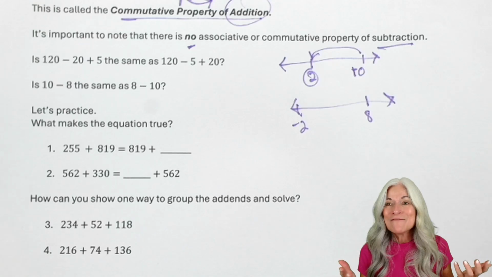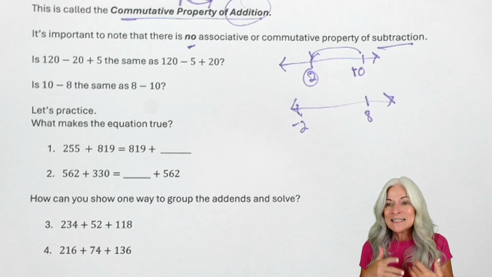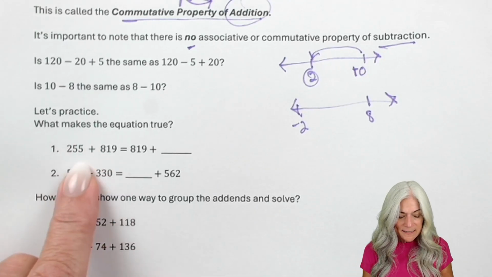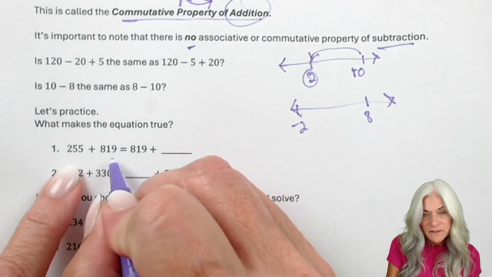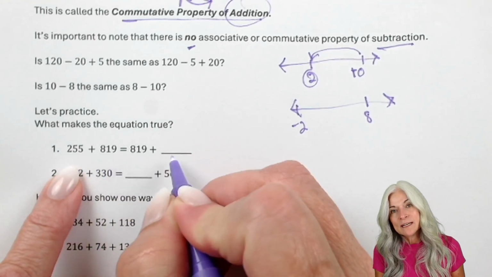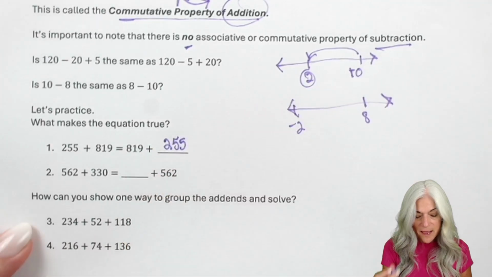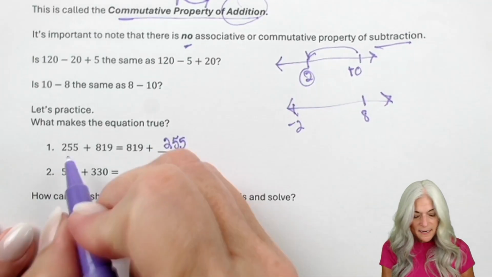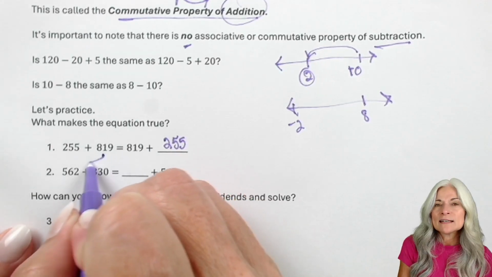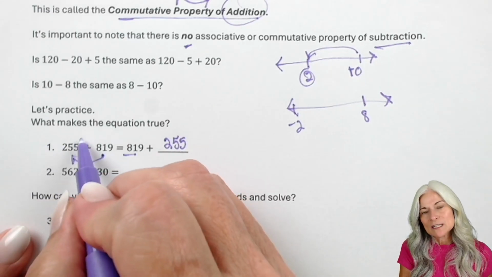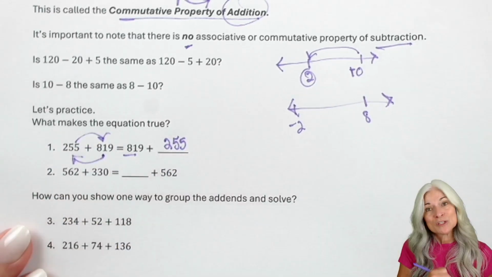Okay, so we're not finding sums and differences in this lesson. We're applying the properties. So like here, we can see 255 plus 819 equals 819 plus 255. If your students are questioning it, say, look, 819 was in the second place. It moved to the first place. 255 was in the first place, so it moves to the second place.